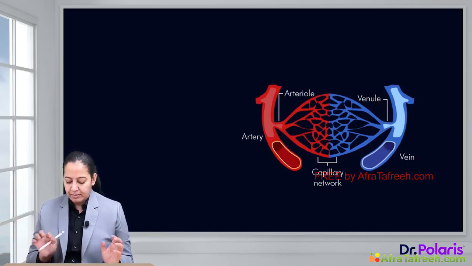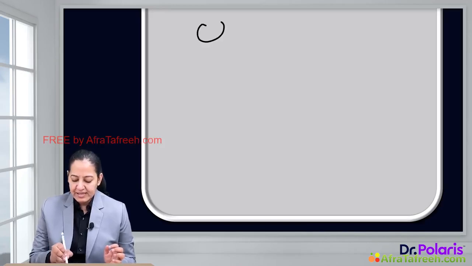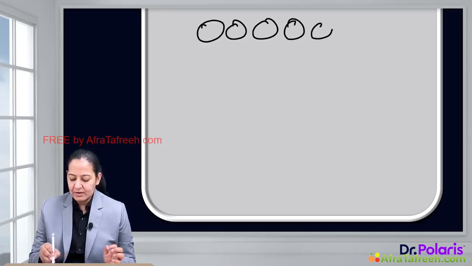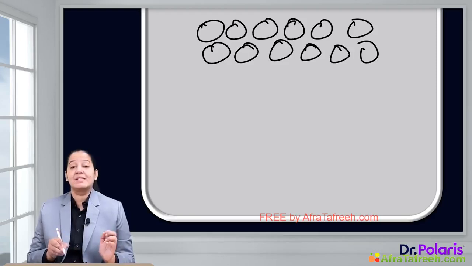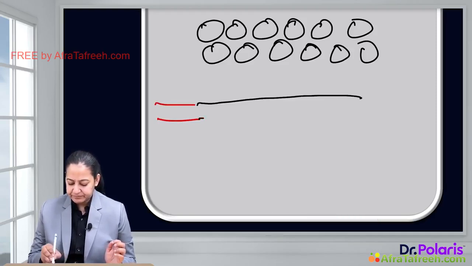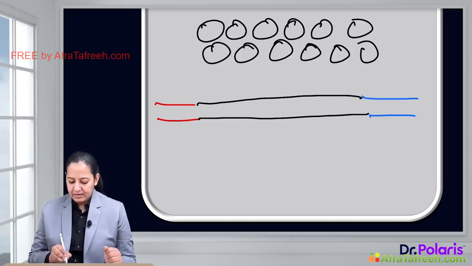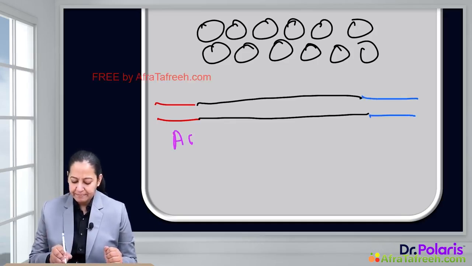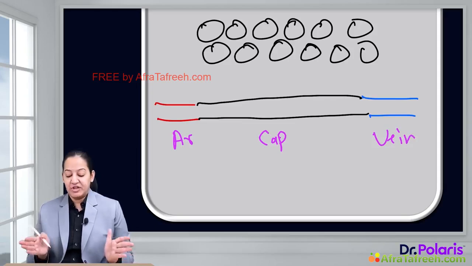So let me draw the blood supply of an organ. Let me draw the cells of the organ. Can you see I am drawing the cells of the organ? These are the cells of any organ of the human body. Let me draw its blood supply. So this is the artery. Artery gives rise to capillary, and capillary gives rise to the vein. So here in this diagram, you can see this is the artery, this is the capillary, this is the vein. In this diagram, you can appreciate the capillary.